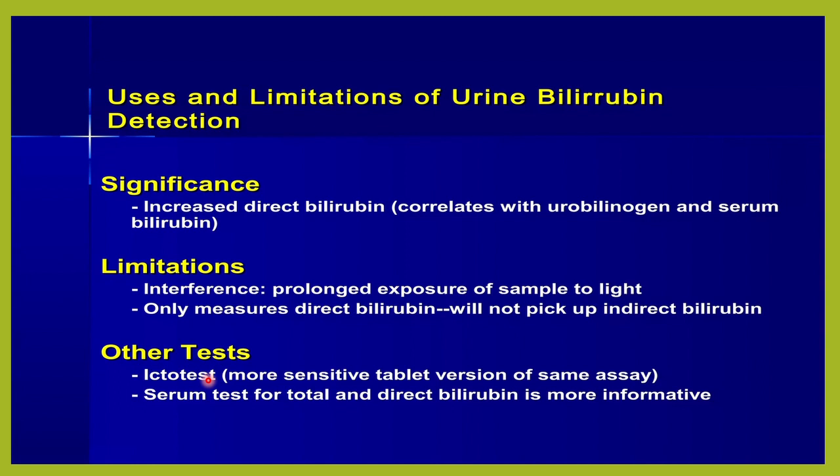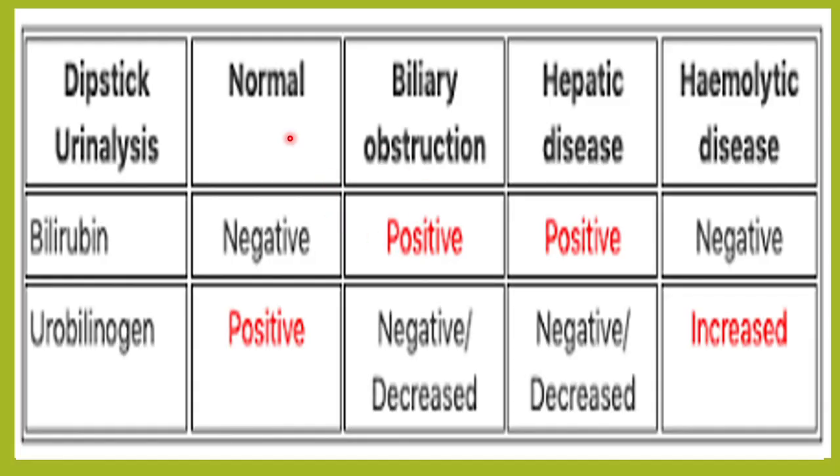But you should remember that whenever you are interpreting a bilirubin test in the urine, you will have to correlate it with the patient's symptoms, serum bilirubin, direct bilirubin, indirect bilirubin, liver function test, etc. So when we do a dipstick urine analysis, you should normally get bilirubin as negative and urobilinogen as positive, or normal. Normally it is seen in the urine. So this is what we call normal.